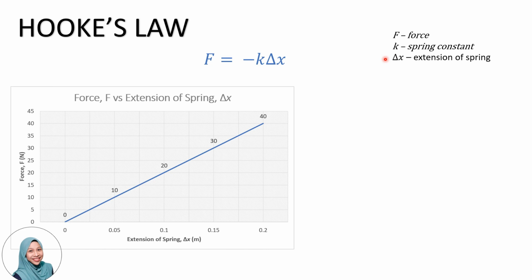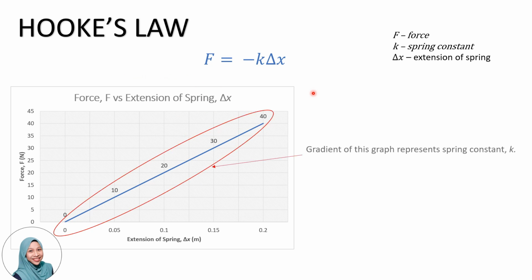From the graph obtained in this experiment, we can actually find the spring constant by calculating the gradient of this graph. To calculate the gradient, we choose 2 points on the line itself. So we choose the 0, 0 point and the 0.2, 40 point. To calculate the gradient, we divide the difference in y coordinate by the difference in x coordinate. Therefore, we get the answer 200 Newton per meter as the spring constant used in this experiment.